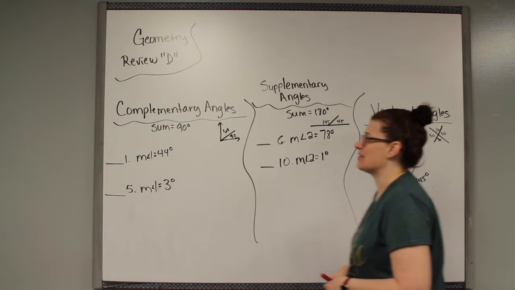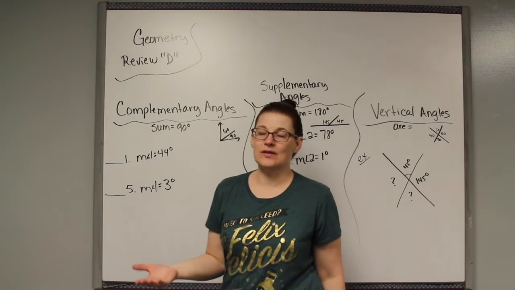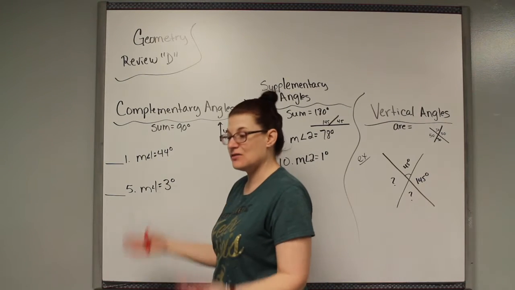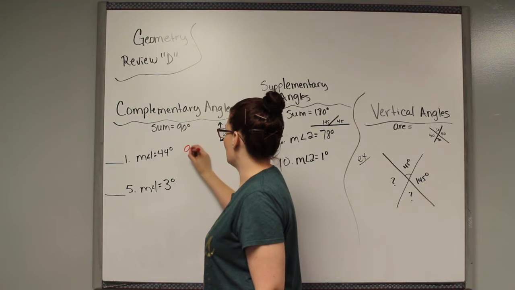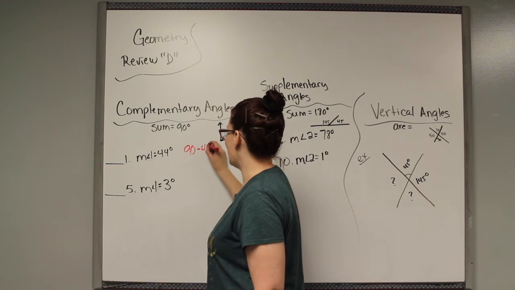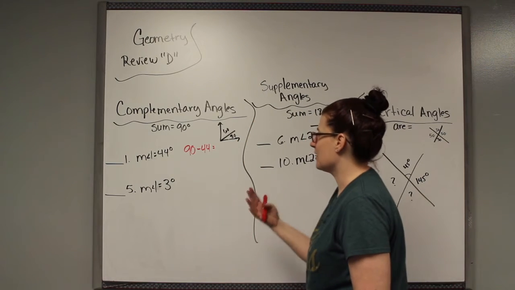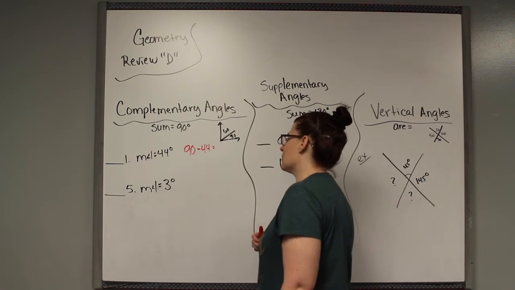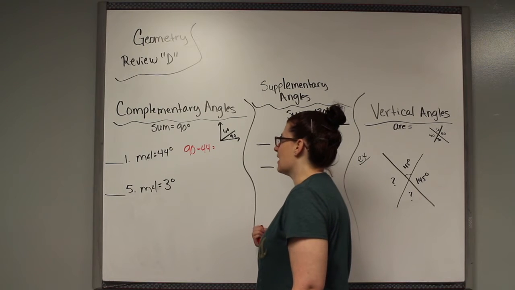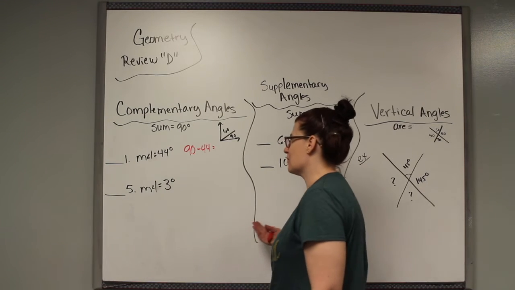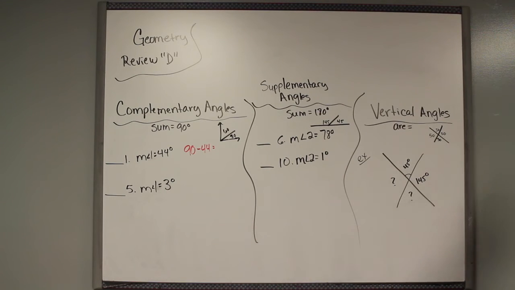So on the exercise, they're going to tell you angle 1, and they want you to find angle 2. They said all of these are complementary, so all you're going to do is go 90 minus 44. That's how you get the measure of its complement, the other angle, which I believe is angle 2 on this one. So you go 90 minus 44, which is what? 46.